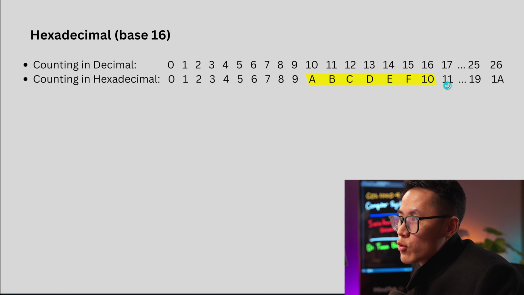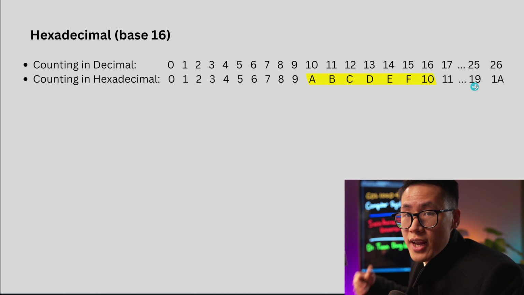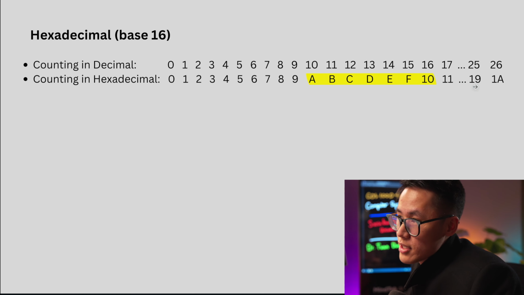And then after 10 will be 11, 12, up to 19, which is 25. And to go from 25 to 26, how do I do that? How do I go from 19 to the next number? Okay, I just increase it by 1. So what is the digit after 9? After 9 is the letter A. So 9 goes to A. So from 19, it will be 1A.